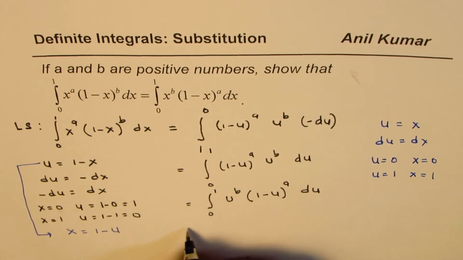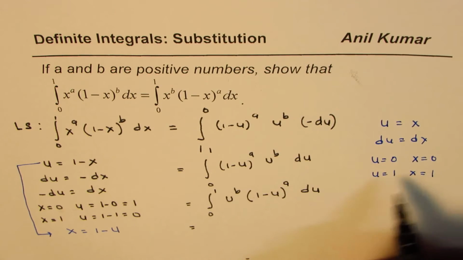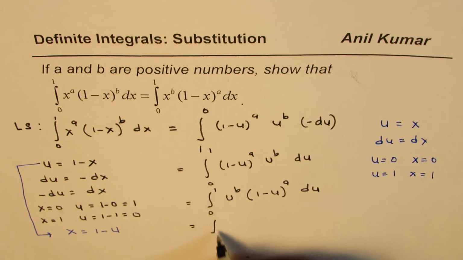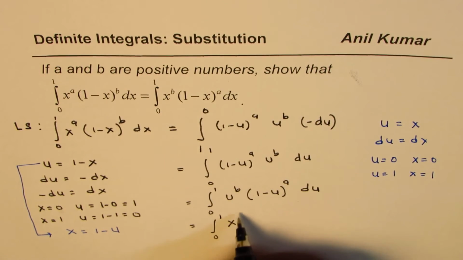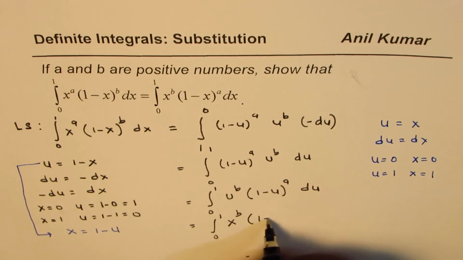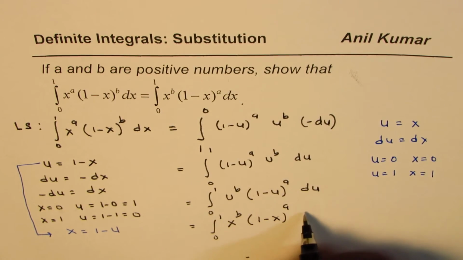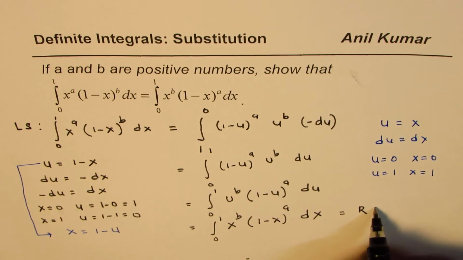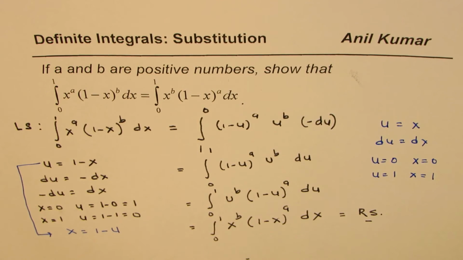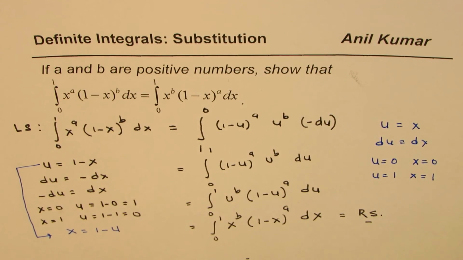Based on this substitution, what do we get? The limits 0 to 1 remain 0 to 1. u has been replaced by x, so you get x to the power of b times 1 minus x to the power of a dx. So we get the right hand side. So that is the right side. So that is how we can actually prove that we could rearrange and write in this form.